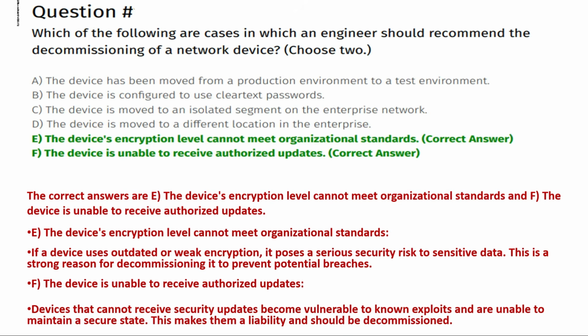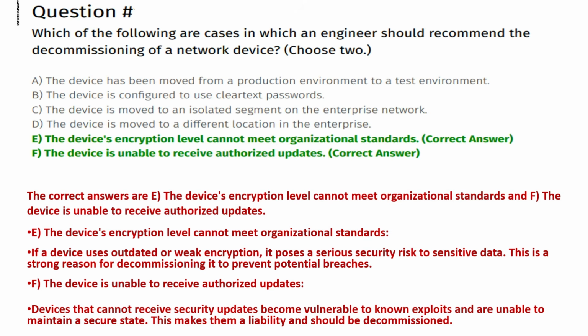So the correct answer for this question is option E and F. The device encryption level cannot meet organization standards, and the device is unable to receive authorized updates. So let's check the explanation. The device's encryption level cannot meet organization standards. That means if a device uses outdated or weak encryption, it poses a serious security risk to sensitive data. This is a strong reason for decommissioning it to prevent potential breaches.